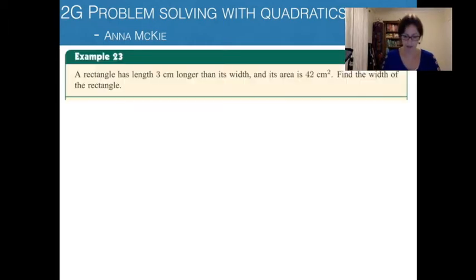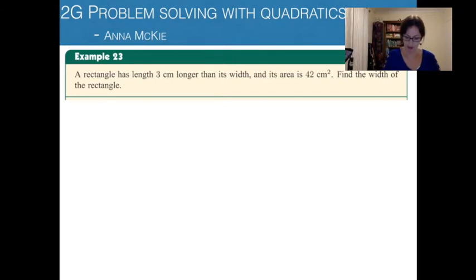All right, let's do a couple. So you've been told that a rectangle. So before you do anything, picture that rectangle. It has length, so the length side, 3 centimetres longer than its width, and its area is 42 centimetres squared. And we're asked to find the width of the rectangle.